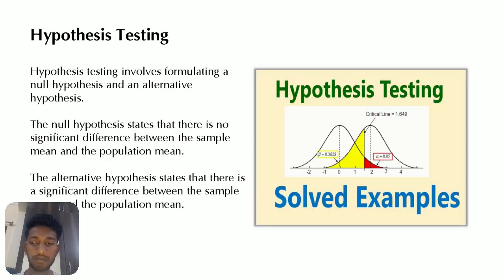Hypothesis testing. Hypothesis testing involves formulating a null hypothesis and an alternative hypothesis. The null hypothesis states that there is no significant difference between the sample mean and population mean. The alternative hypothesis states that there is a significant difference between the sample mean and the population mean.